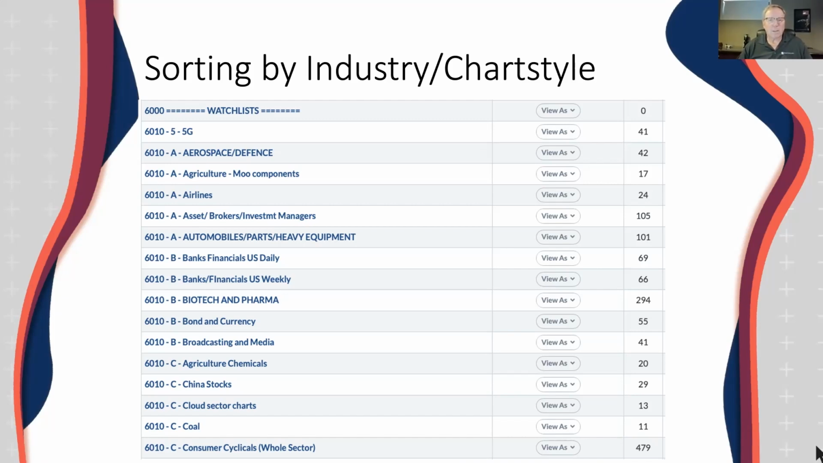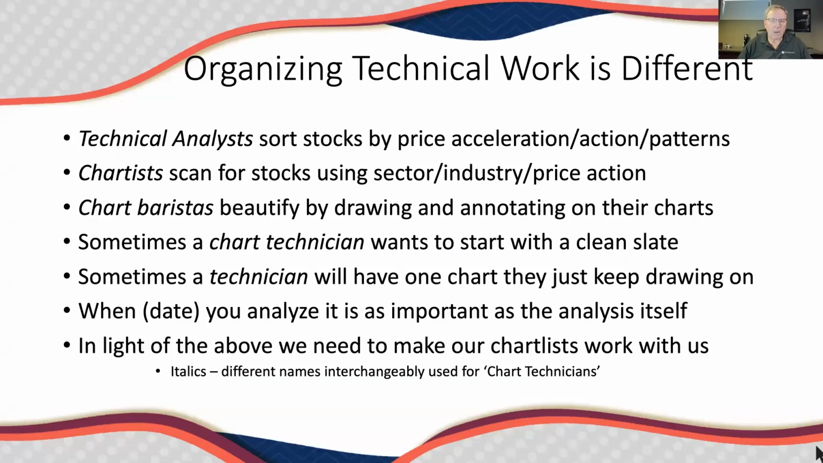So feel free to think about the chart lists like file folders on your computer, but because we're technicians, we sort things differently. When I say that, organizing technical work is different. Technical analysts sort stocks by price acceleration or action or patterns. We're able to identify what stocks are weak, what stocks are strong, using the tools that come from technical analysis. So chartists scan for stocks by using sector, industry, price action. I joked with our producer, chart baristas beautify by drawing and annotating on their charts. Sometimes a chart technician wants to start with a clean slate. Sometimes a technician will have one chart they just keep drawing on.